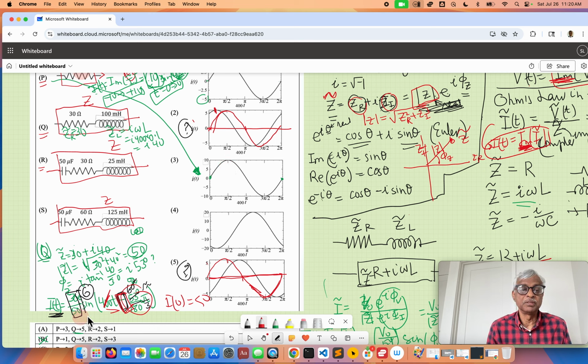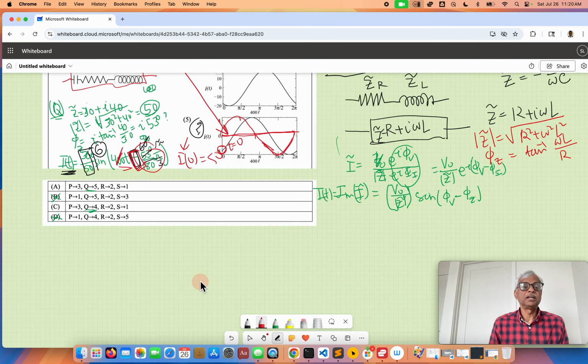With the negative, this is t equal to 0, where the current matches with what I get, but this at t equal to 0 is giving a positive value. This must be wrong. So q has to be 5. Q matches with that, and actually that's enough to say that p is 3, q is 5. So this is the answer. So A would be the answer and C would not be the answer.